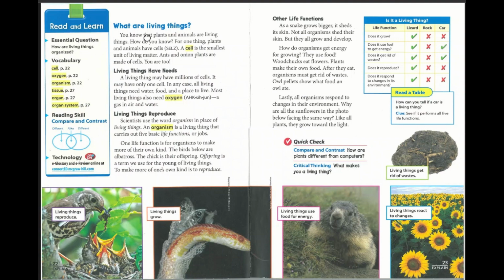So it says, you know that plants and animals are living things. How do you know? For one thing, plants and animals have cells. A cell is the smallest unit of living matter. Ants and onion plants are made of cells. You are too. So in this paragraph, one of the most important things definitely is going to be this definition here. A cell is the smallest unit of living matter. So anytime that you're given a definition, you definitely want to highlight that.